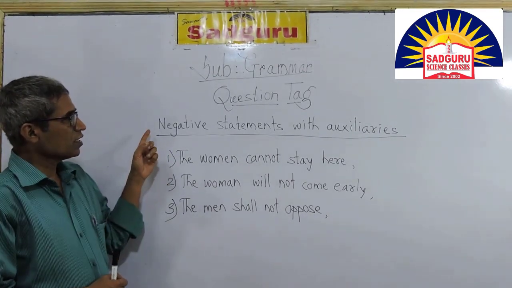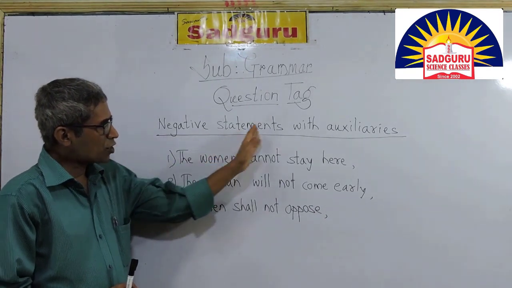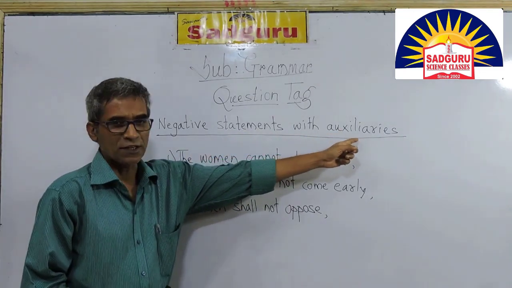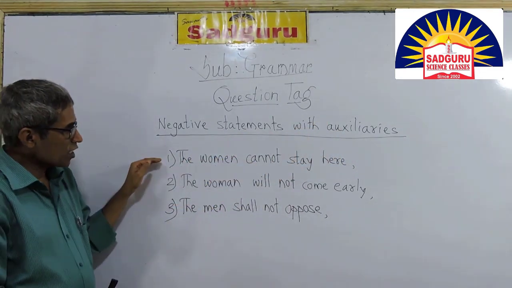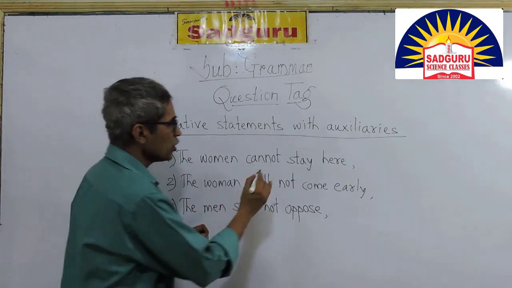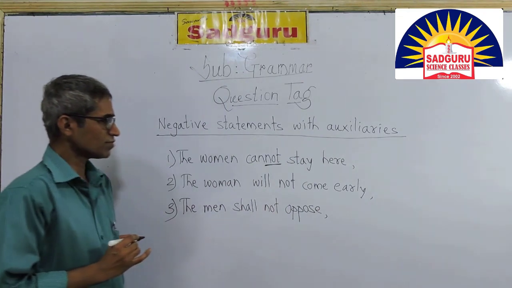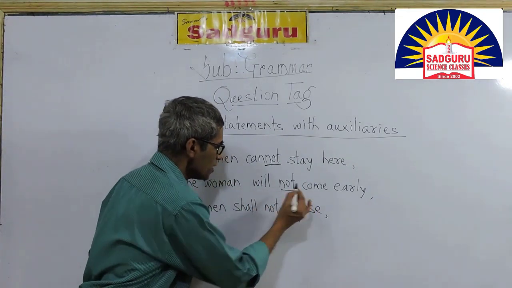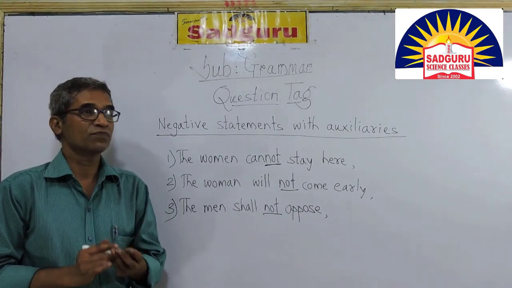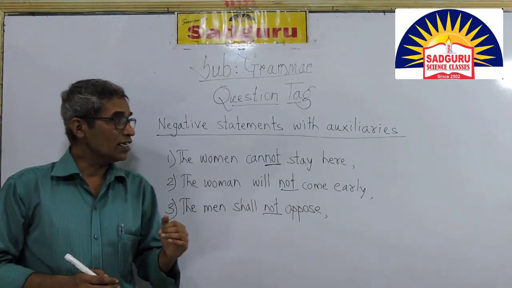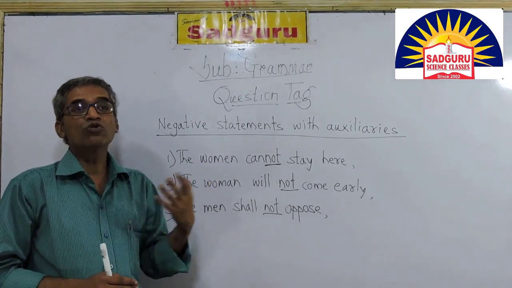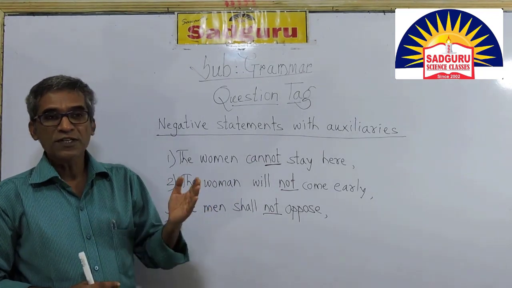Now you can see here, we have taken some statements which are negative ones, and all of them have got auxiliaries. So the first statement, the women cannot stay here, is negative, because of this. The second, because of this, and third, because of this. The word not makes these 3 statements negative. And as we have already learned, a negative statement will have a positive question tag. And you know the formula also, auxiliary plus subject.